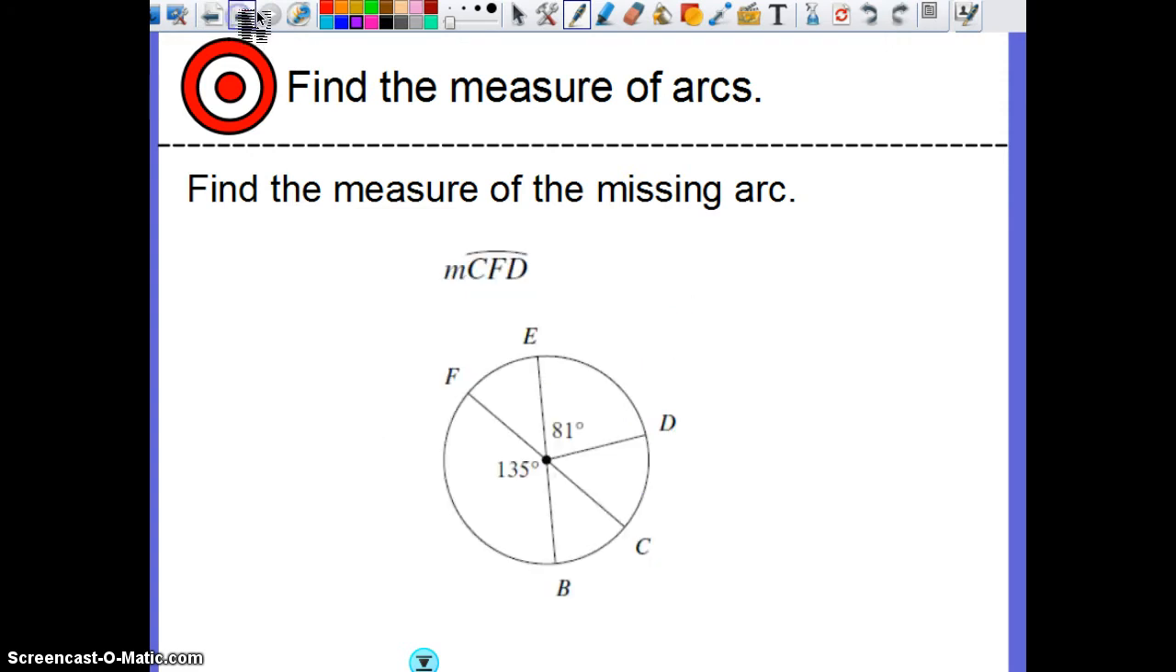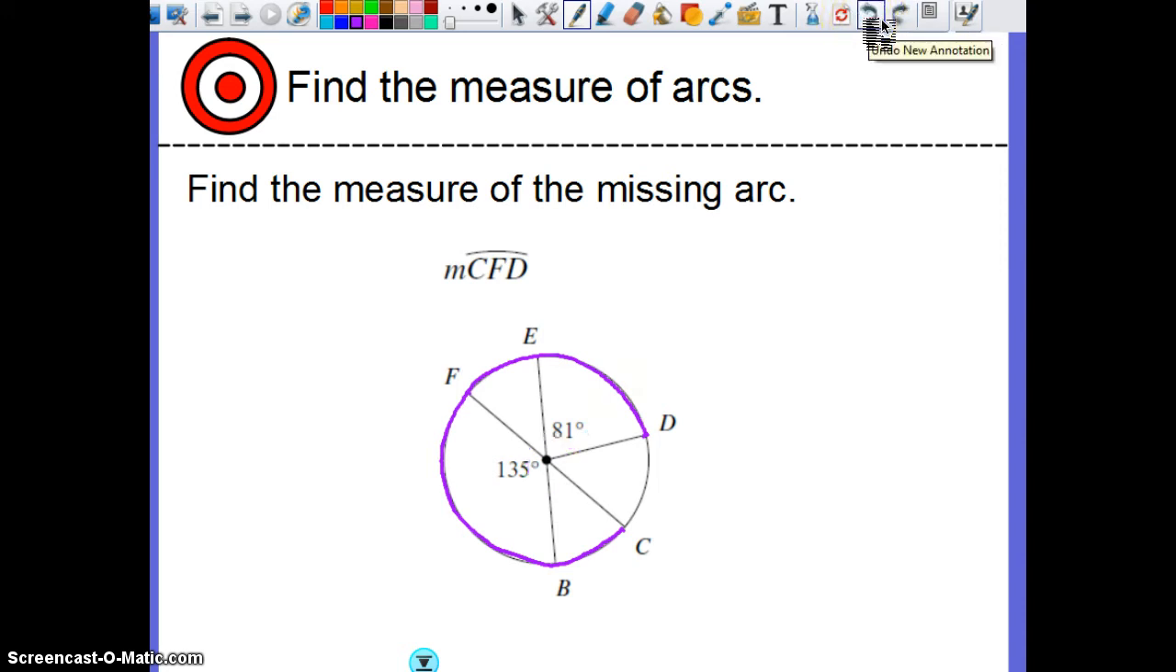Okay, let's have a little bit more fun with it, shall we? Okay, so now I want arc CFD. Okay, so remember that that's a major arc. It means I'm starting at C. I'm wanting to go this way around the circle so I can get to F, and then I'm going to end at D. So I'm looking for this arc right here. Now the measure of that arc is going to be equal to the angle that goes all the way from here to here. Okay? Well, if I want all of that angle, notice I know part of it. I know this part's 135. I know that this part is 81. So the question is, can I figure out the rest of it?